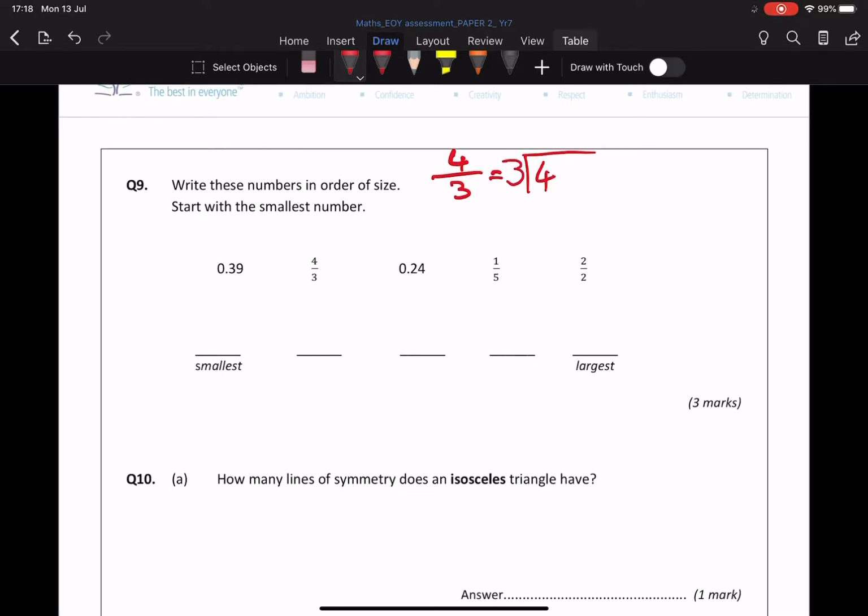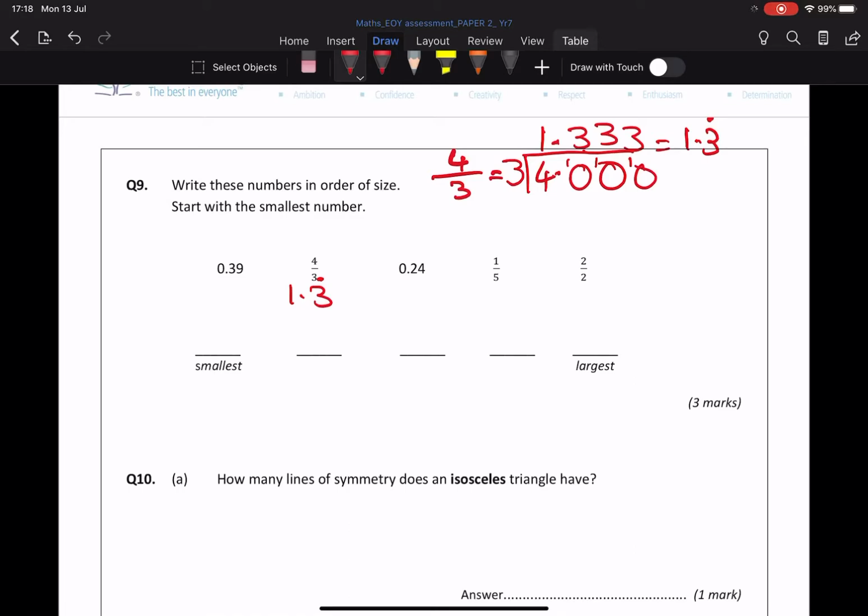Well, 3 goes into 4 one time, remainder 1. 3 goes into 10 3 times, remainder 1. 3 goes into 10 3 times, remainder 1, etc. It's going to be 1.3 recurring. Okay? So underneath that, I'm going to say 1.3 recurring. The next one, 0.24, is already a decimal, so that's fine.